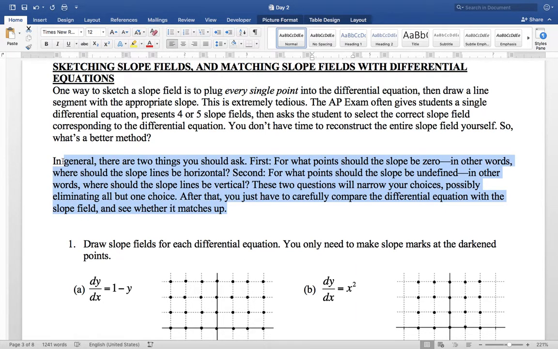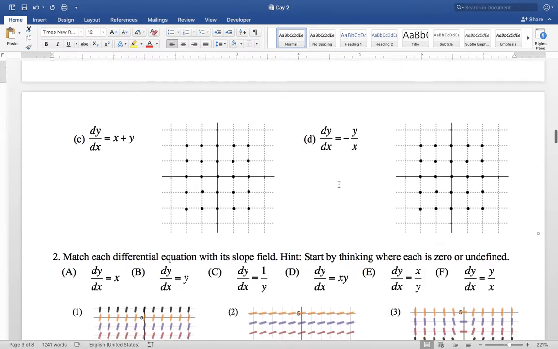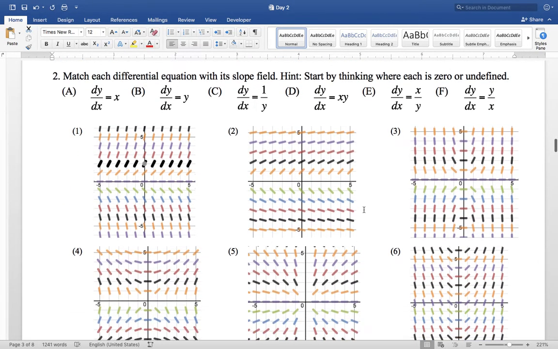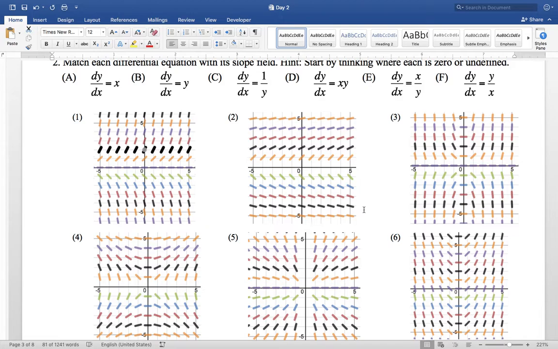You want to be asking, like, what would cause your differential equation to be 0? What would cause your differential equation to be undefined? Like, looking at this last differential equation right here, because there's an x in the denominator, this thing will be undefined anytime x is 0. That means that this thing should be undefined along the y-axis. So which slope field has that property? Well, that one certainly does, right?